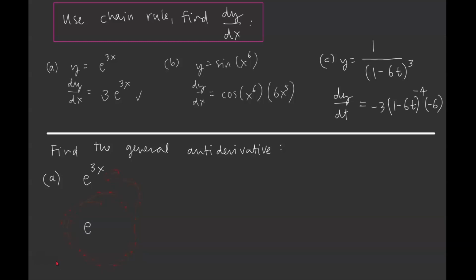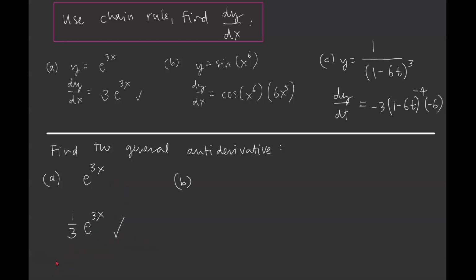So e to the 3x is not the right antiderivative, but it's pretty close. We have to think through what would happen if we took the derivative of this. We would get 3e to the 3x, and that's too much. So what if we did something like this? Okay, this should be the true general antiderivative of this guy, because if we think about taking this derivative, it would be e to the 3x times 3, but we already have a 1/3, so these cancel, and we're left with this guy right here. Okay, so this looks good. This is the general antiderivative.